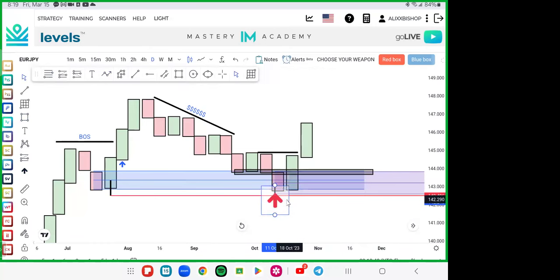I think it'll be red or blue or green or something like that, I'm not sure. But it'll say, yo, this is your swing low. Okay, cool.